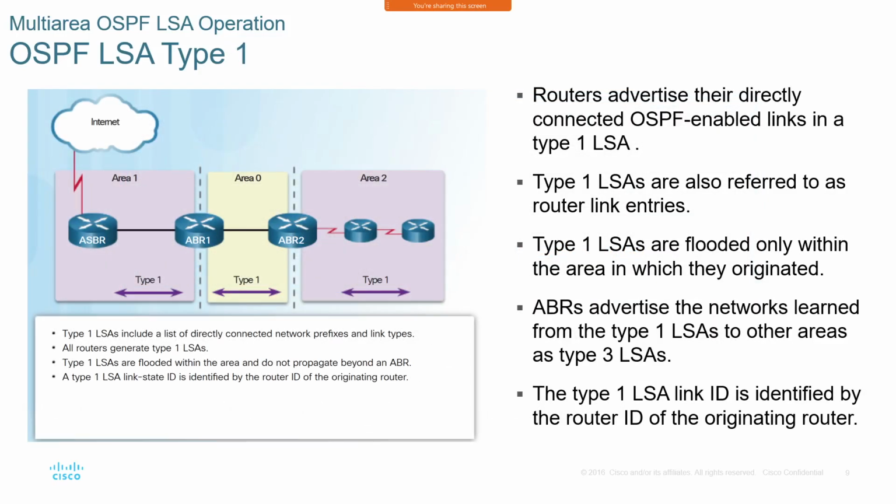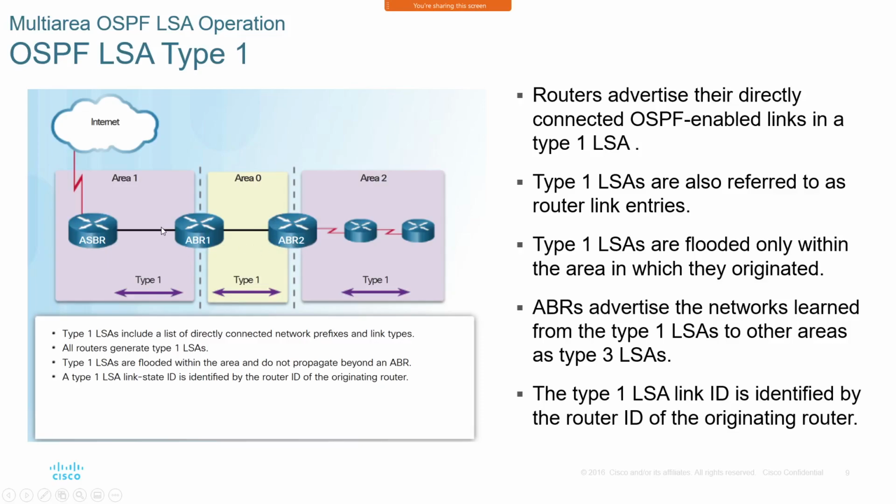OSPF LSA type 1, just as we described. So how do we see this in the topology? Type 1 will be between all the routers. Within the area, all the routers that belong to a certain area will be exchanging information about the networks inside of the area. And as we can see here, on every single one of these areas in this design, we do have type 1 LSAs everywhere. We do have 2 area border routers here, ABR1 and ABR2.